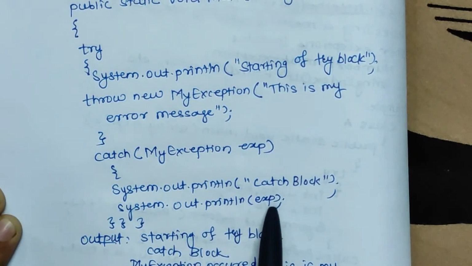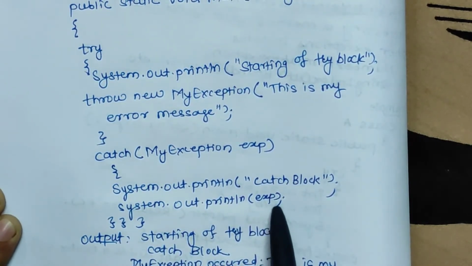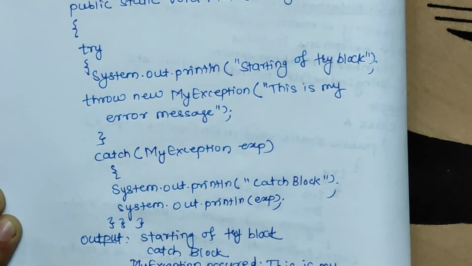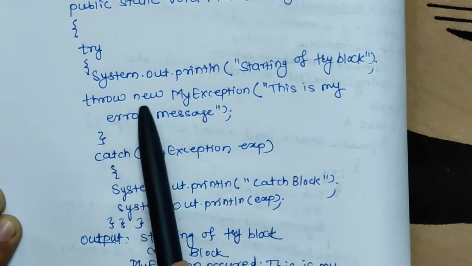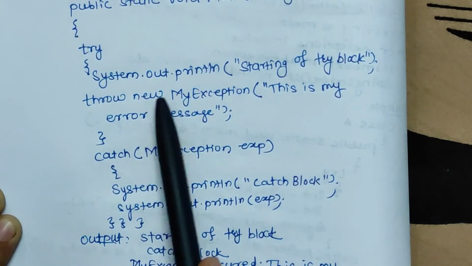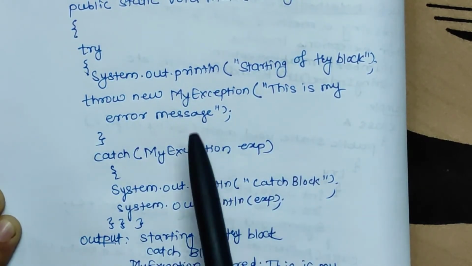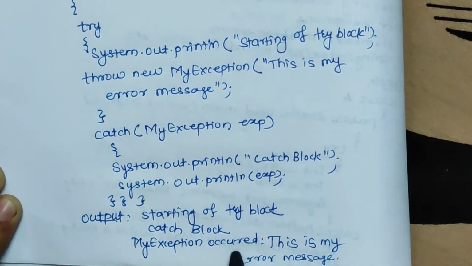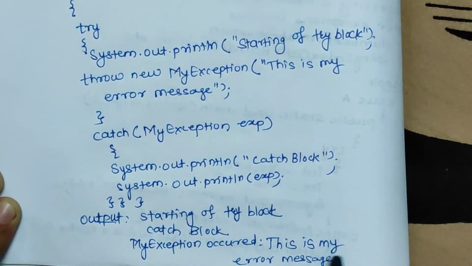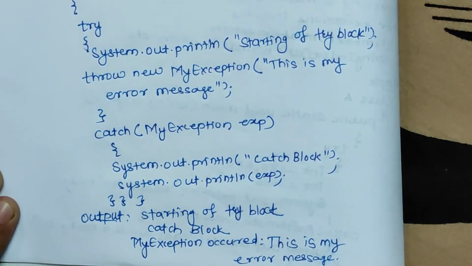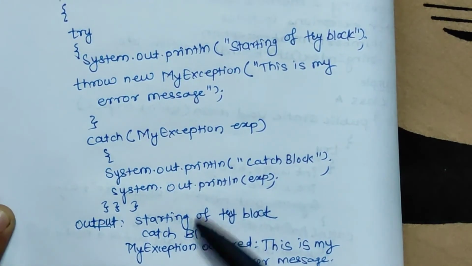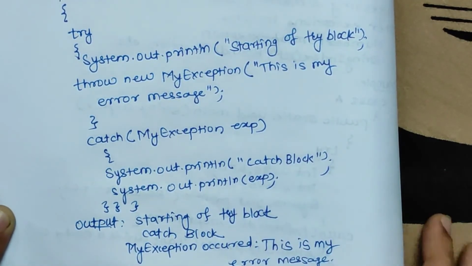So the exception will be what? The exception will be the error message. That is, MyException occurred, and this is my error message which we have passed in this exception. That is, with this throw keyword, throw new MyException, this string will be displayed as it is in the output. That is, MyException occurred, this is my error message. So it is mimicking the default exceptions or inbuilt exceptions, and in this way you can define your own exceptions.